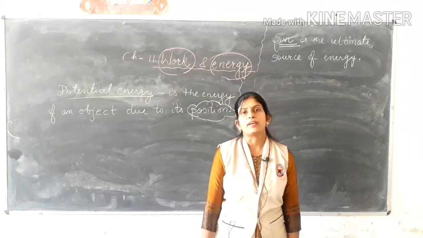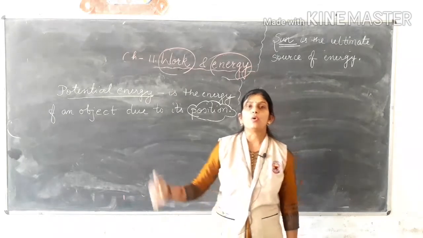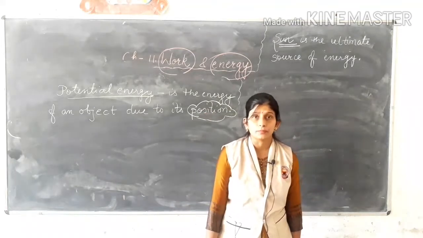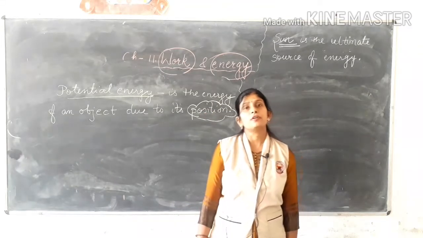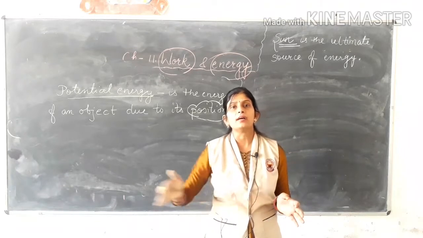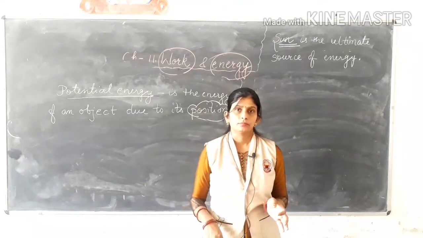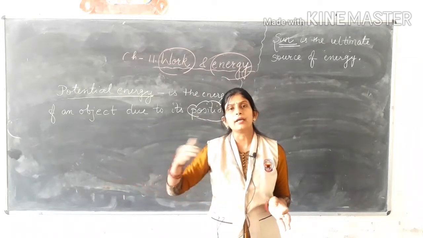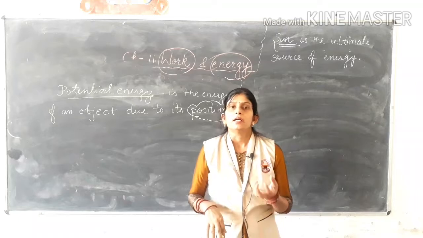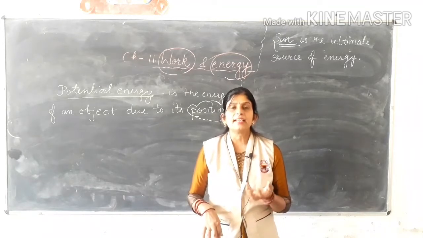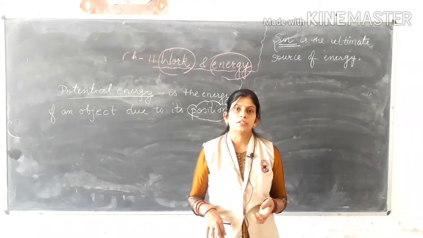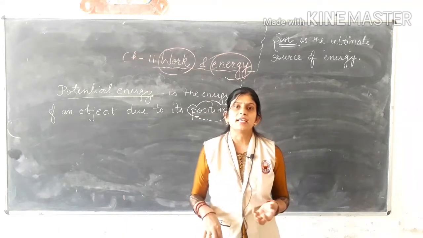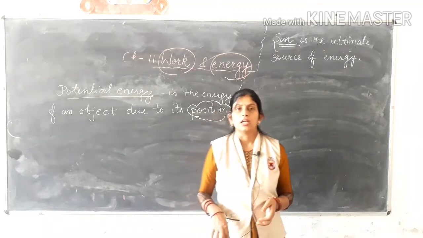Now, the next form of energy, that is potential energy. What is potential energy? It is the energy of an object due to its position. Means if an object acquires a higher position, so due to that higher position, it obtains an energy called potential energy. So due to higher position, it possesses an energy called potential energy.